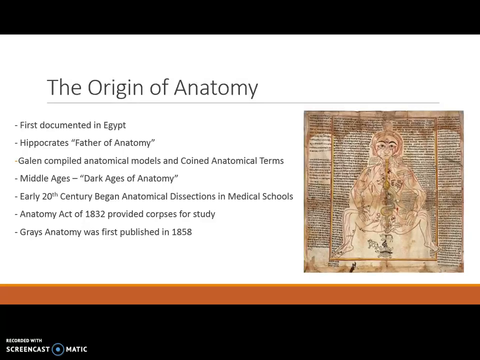This was in response to a growing illegal trade in corpses, and it prevented the actual stealing of bodies from cemeteries for a profit. In 1858, Henry Gray, a lecturer of anatomy at St. George's Hospital Medical School in London, published the first ever anatomy textbook for medical students. This textbook continues to be published today, with the latest edition being the 41st edition, which was published in 2015. You know this book as Gray's Anatomy.